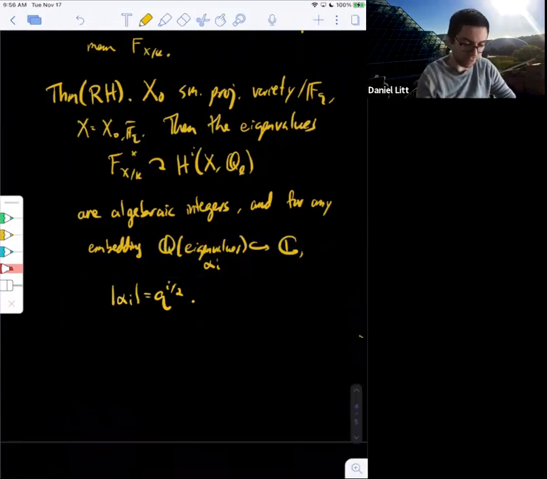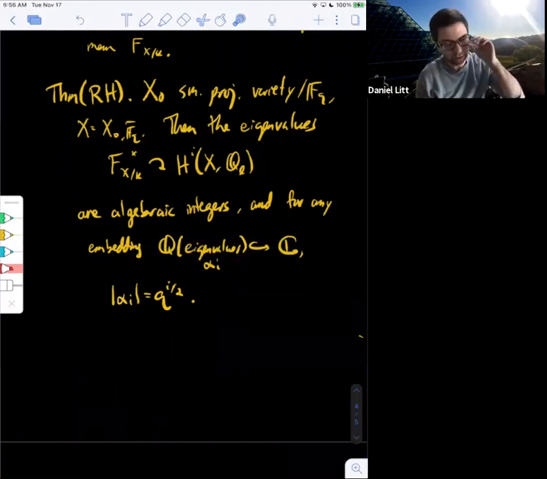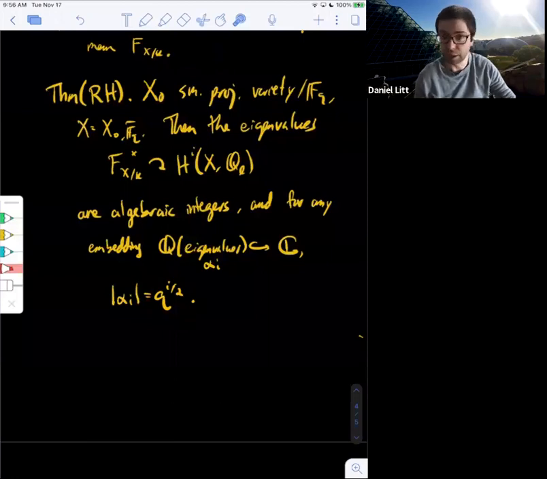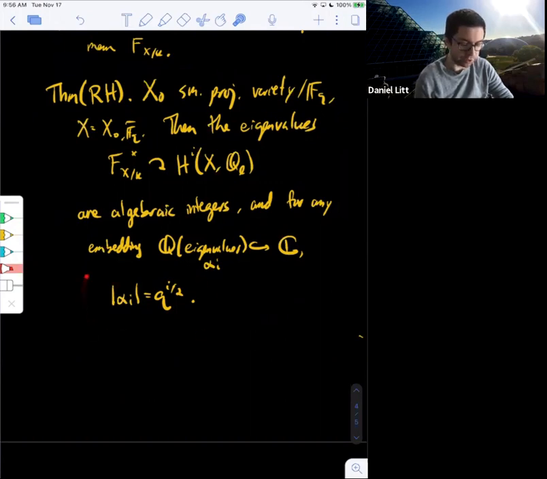Another way of saying this is these are algebraic integers, and if you just put the algebraic integers into C, they have this very special property that all of their Galois conjugates have the same absolute value, and that absolute value is q to the i over 2. All right, are there any questions about this statement? So this is going to imply this zeta function version of the Riemann hypothesis we discussed at the very beginning of the course using the Lefschetz trace formula.